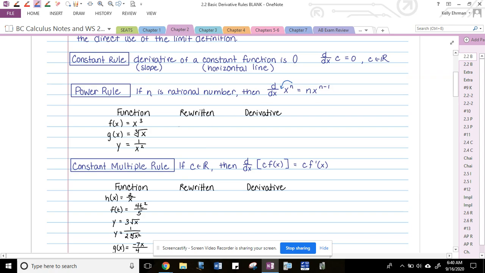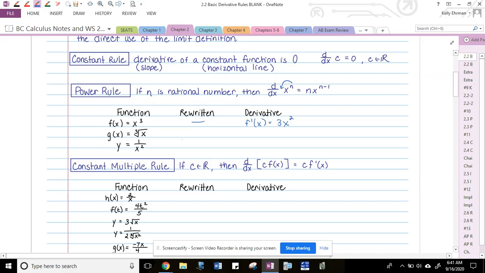So I don't need to rewrite this first function. It's already in exponential form. But to find the derivative, it would be f prime of x equals bring down the 3, and now it's x to the 3 minus 1, which is x squared. That's it, the derivative of x cubed. Remember, this is a formula to find the slope of a tangent line at any value of x. So if I said find f prime of 2, now you could plug in 2 and get 12.